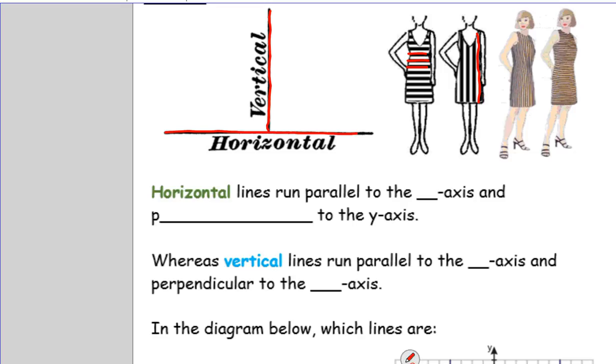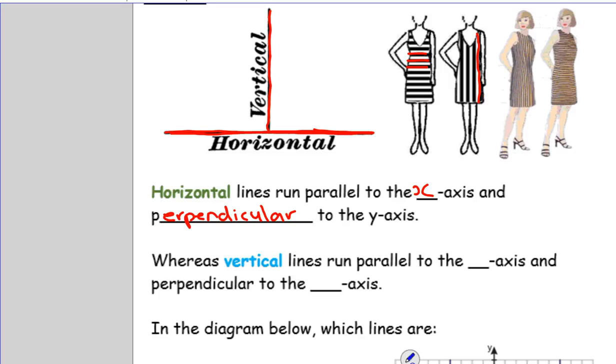Horizontal lines run parallel to the something axis. So a line like this would be parallel to the x or the y axis, do you think? That's right, parallel to the x-axis. And something starting with P to the y-axis. The y-axis would be cutting through this line. Would you agree it's perpendicular, meaning at right angles? So horizontal lines run parallel to the x-axis and perpendicular to the y-axis.